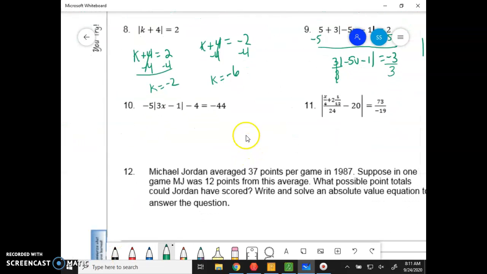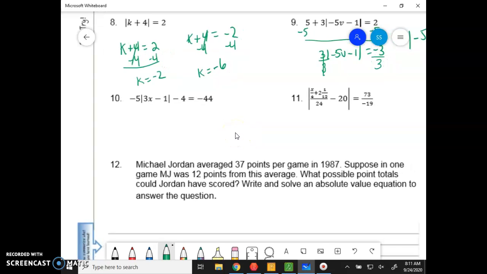And let's take a look at number 10 here. Okay, so here's a good example. Don't just look at this and say, oh, we're done, we don't have to do anything here because this is negative. We have to remove everything outside the absolute value bars first, okay? And so the first thing I need to do is get rid of that.